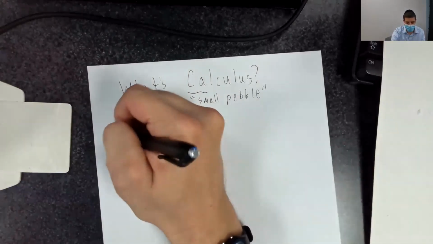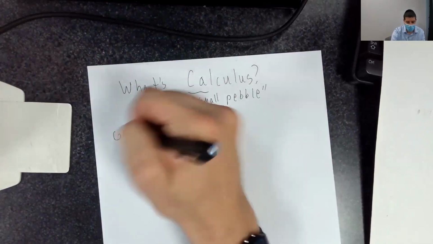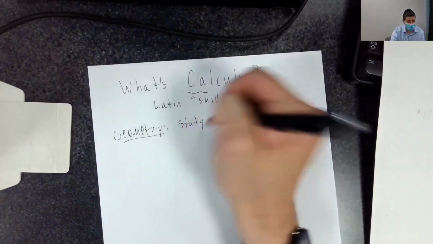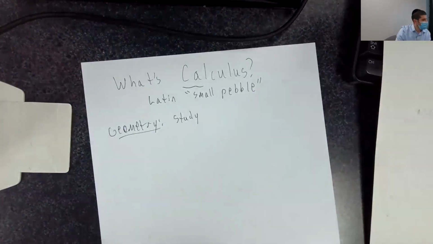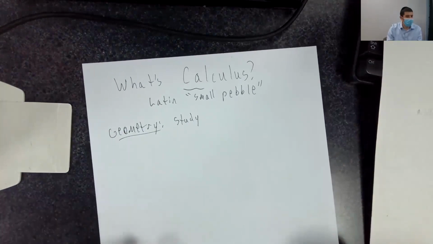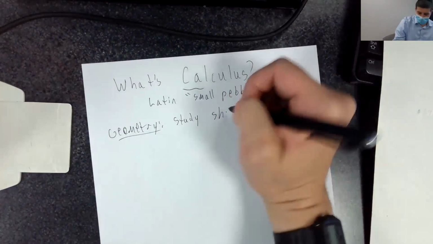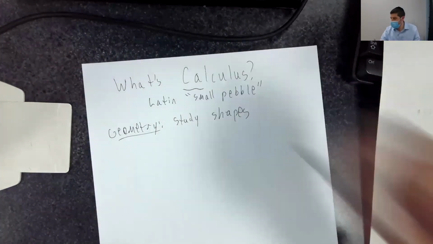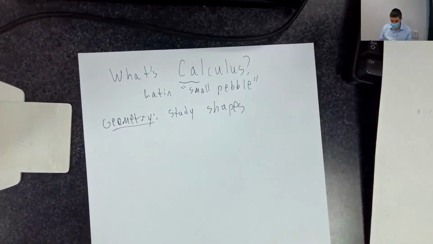So let's see. Geometry. What do we study in geometry? What kind of things do we study in geometry? Shapes, right? We study shapes. What shapes? Matthew? Okay. Right, we know what we study in geometry.